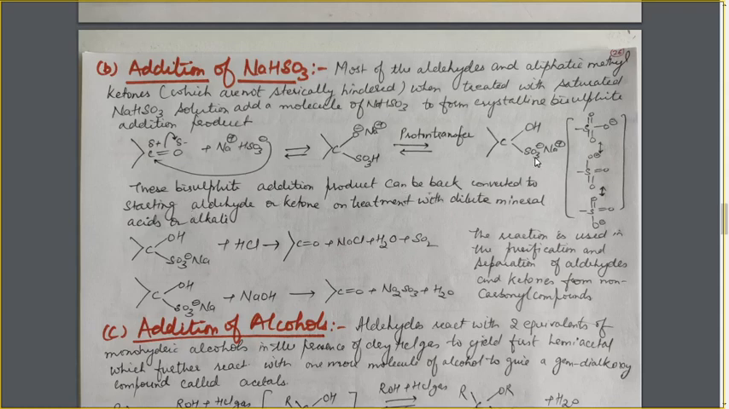ये जो bisulfite addition product है, इनको हम वापस इन्हीं कंपाउंड में कन्वर्ट कर सकते हैं. That is, they can be back converted into the starting aldehyde and ketones on treatment with dilute mineral acid or alkali. यानी कि dilute acid और dilute base के साथ इसको ट्रीटमेंट करके हम फिर स्टार्टिंग कंपाउंड में ट्रीट कर सकते हैं.